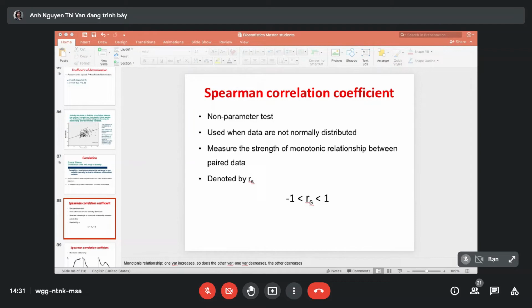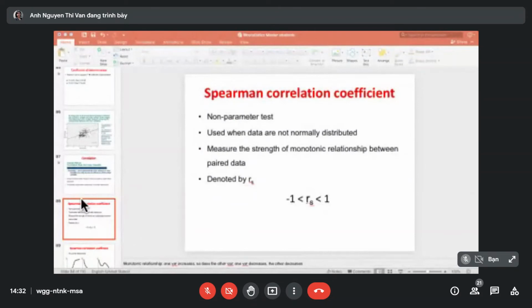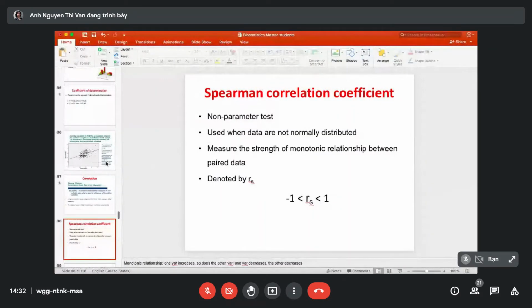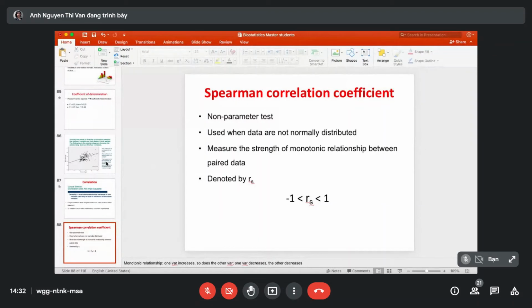Spearman correlation is a non-parametric test. The Spearman correlation is used when the data are not normally distributed. It measures the trend of monotonic relationship between paired data. Yes, so it is a non-parametric test, corresponding to the Pearson correlation.